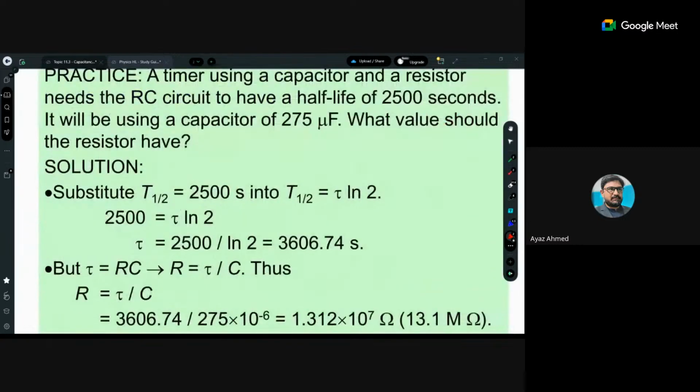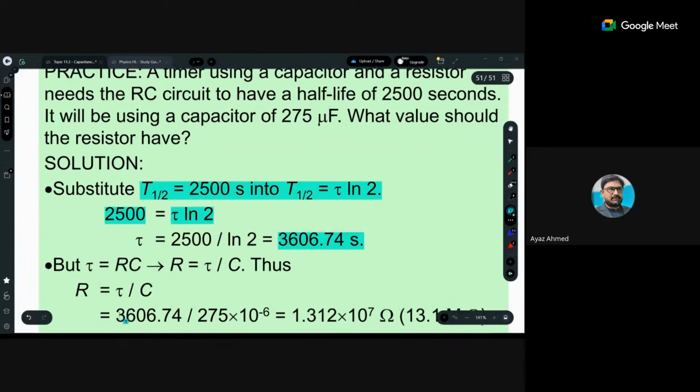Here we have calculated all this, that t is equal to this, and the time of half life is 2500 seconds. Sorry, the time for discharging was 2500 seconds, so the time for half life would be this much. It means half of the capacitor would be discharged in this time, and then we can calculate any of the required values. For example, we are asked what resistance would be required if we want to discharge the capacitor in its half life. So we get this number as 13.1 mega ohm. So this was all about your capacitor, 13.3.